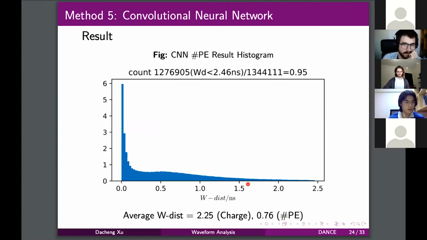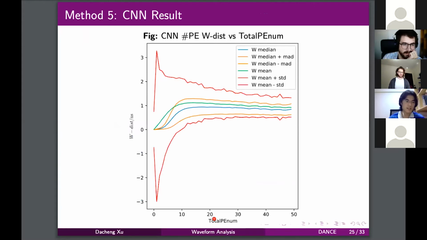And the results show that the CNN is the best for reconstruction of PE number. And here is the histogram. The average Wasserstein distance for PE number is 0.76, and for charge is 2.25. And here's the statistical graph for the CNN result. As shown here, the blue line is the Wasserstein median, plus and minus the MAD. And the green line is the Wasserstein mean, plus and minus the standard deviation.